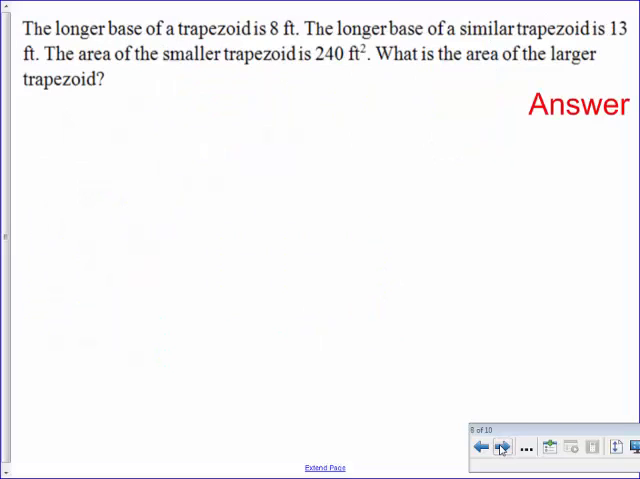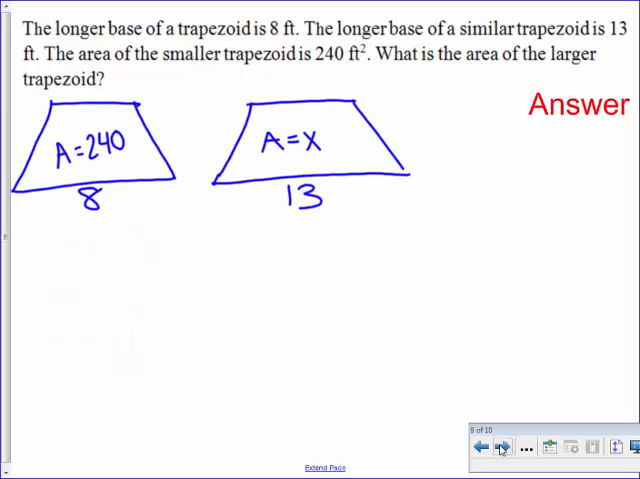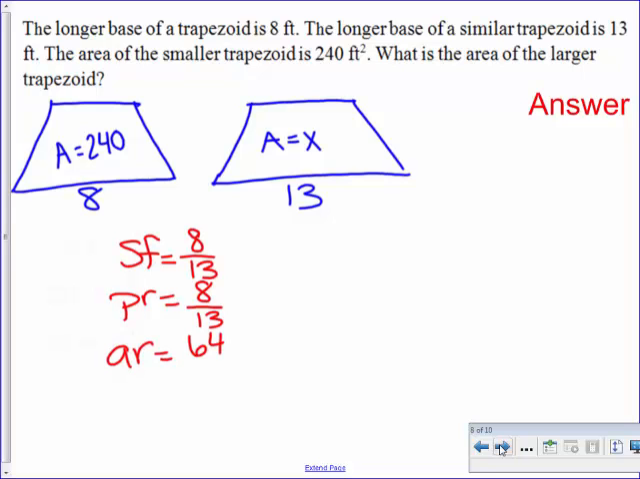All right, so this one does not have a picture, but it tells us that there are 2 trapezoids, one with a base of 8 feet and one with a base of 13. And then it also gives us the area of the smaller one and the area of the larger. So I went ahead and drew it out just to have what it actually gives us in words in a diagram. So just like we've been doing, scale factor is 8 to 13, and that actually can't simplify. So our perimeter ratio is 8 to 13, and our area ratio then is 64 to 169 when we square it.